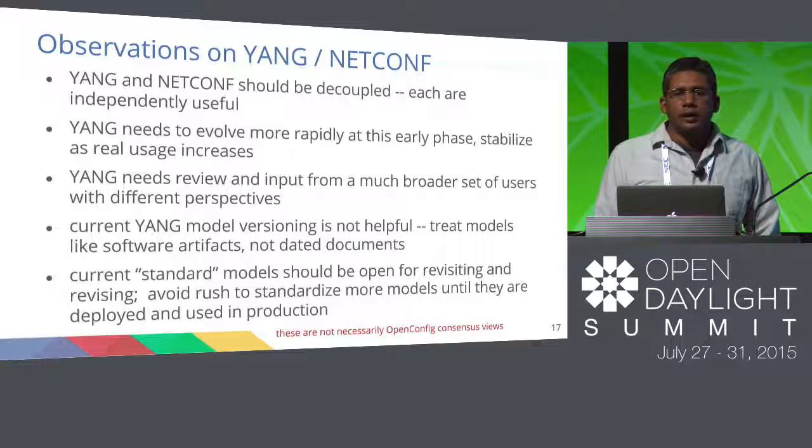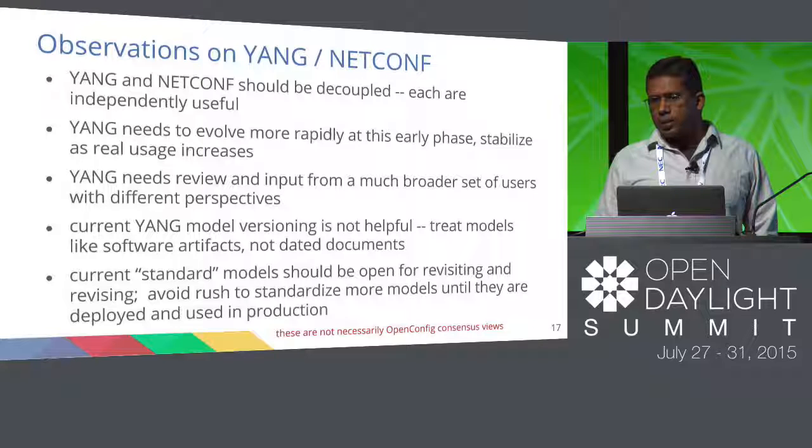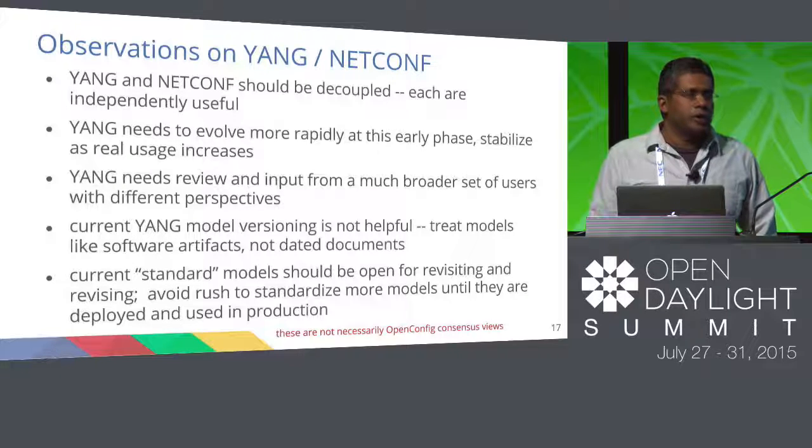So our view is that until models are actually used and in production and deployed and people have experience with them, we shouldn't rush to standardize any more models. Let's stabilize them, get some real use out of them, iterate a little bit, and then we can think about standardizing them. And that's the approach that we're taking in OpenConfig, at least.